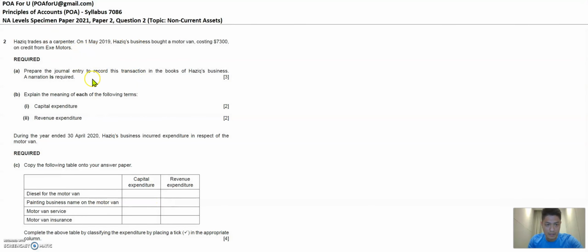The question has multiple parts. Part A asks us to book the transactions for this statement where Haziq's bought a motor van, 7,300 on credit. So standard journal entries, right? Journal entry question. So this would be debit motor van, because motor van is an asset, and if an asset goes up, then you debit the asset. 7,300, and credit other payables, EXE Motors.